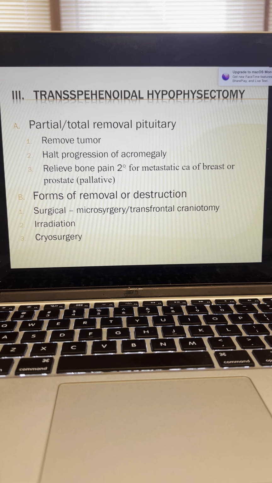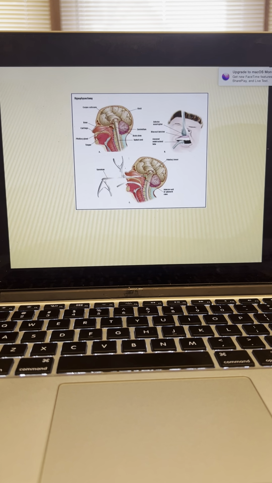Forms of pituitary destruction or removal would be surgical removal, and that's what we're going to talk about, or irradiation or cryosurgery. This is what it looks like. This is a hypophysectomy. They've come up above the gum in through the nose here, or I've also seen the approach where they go up in through the oral cavity, up underneath between the tooth here, up in here and go in this way, or they can go through the nasal cavity and go straight back. Surgical preference, I have no idea why they do one over the other.